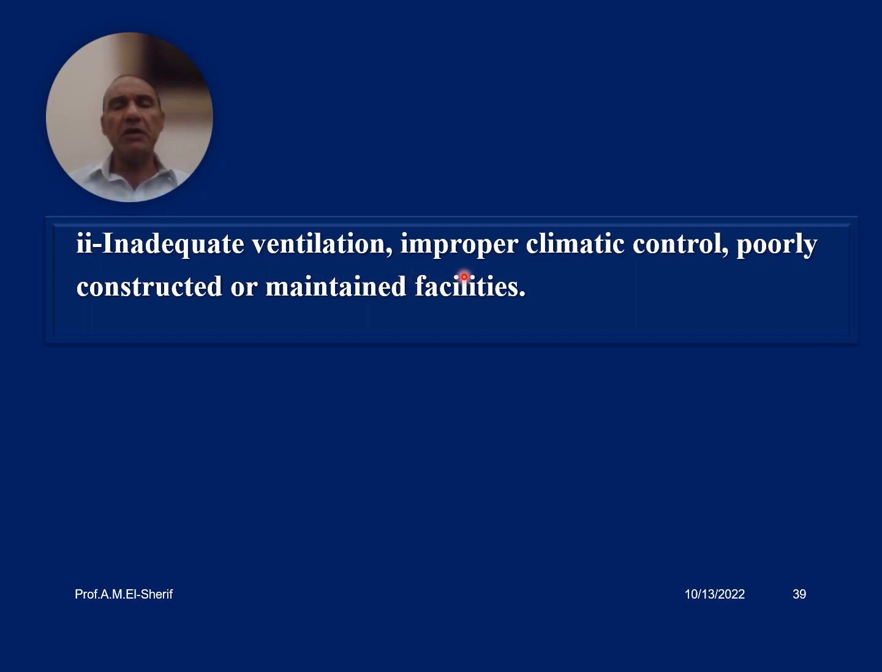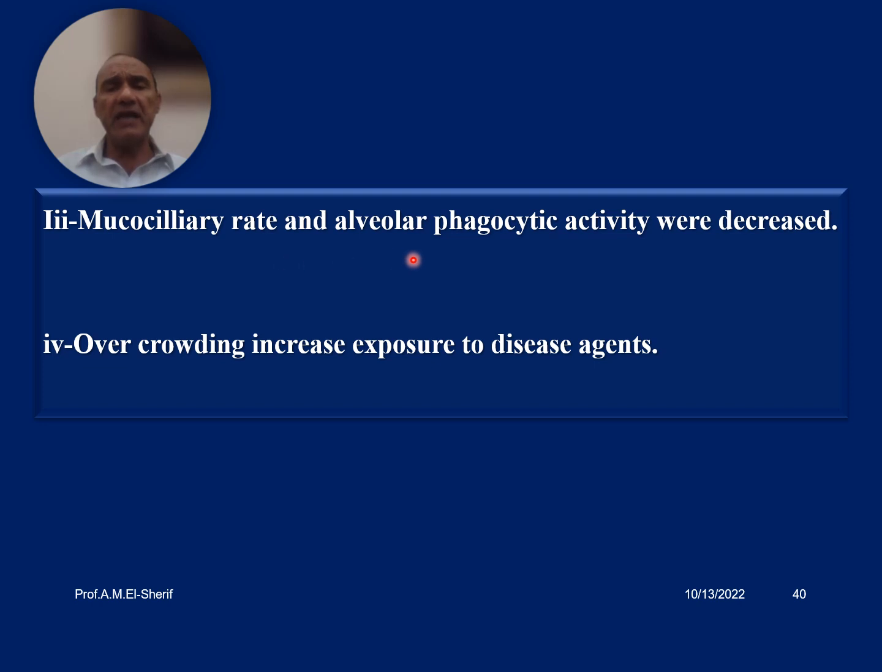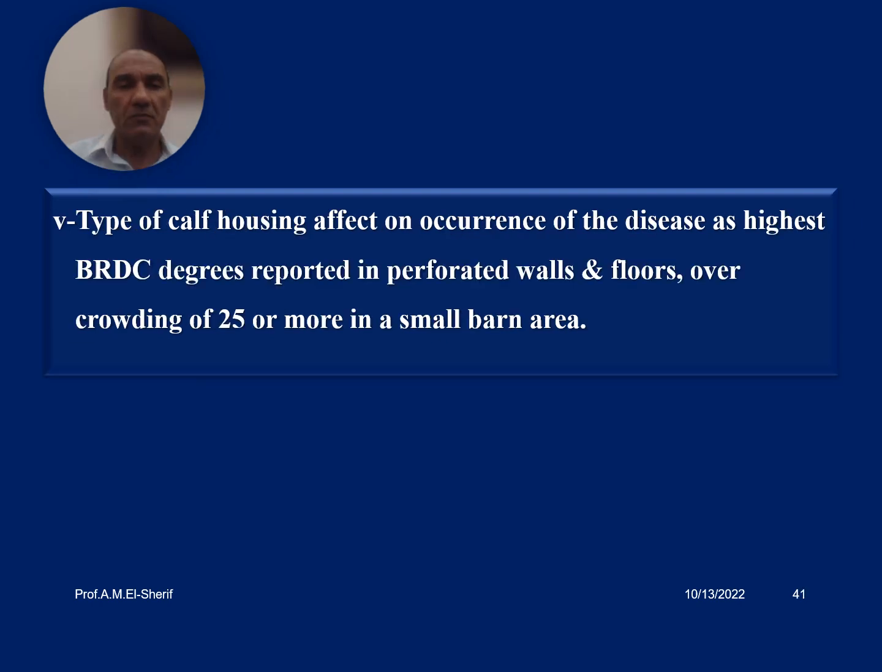Inadequate ventilation, improper climatic control, poorly constructed or maintained facilities. Mucociliary rate and alveolar phagocytic activity are decreased due to the bad environmental factors present in some farms, as well as overcrowding increasing exposure to the disease agent. Type of calf housing affects occurrence of the disease, as the highest respiratory disease complex degrees were reported in perforated walls and floors, as well as overcrowding of 25 or more calves in a small barn area.